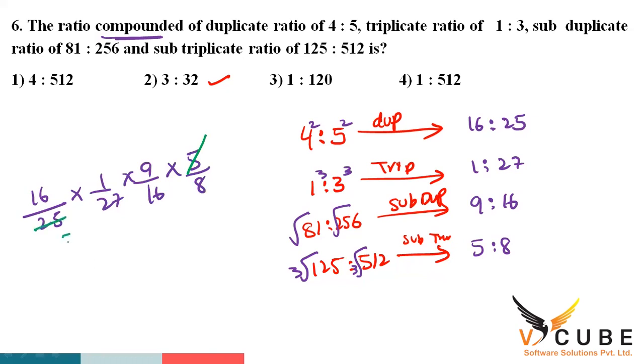5 1s are 5, 5 5s are 25. 16 and 16 cancel. So 9 1s are 9, 9 3s are 27.